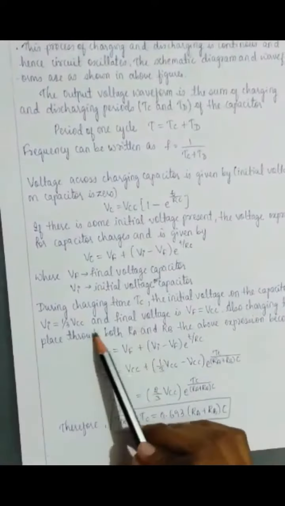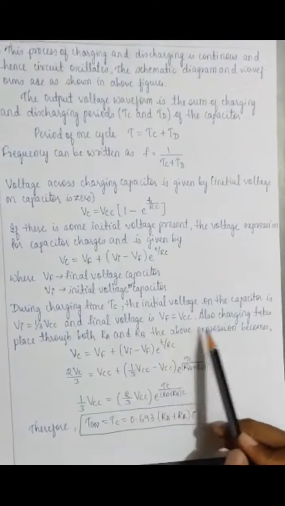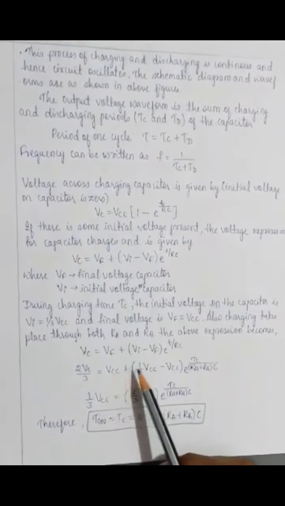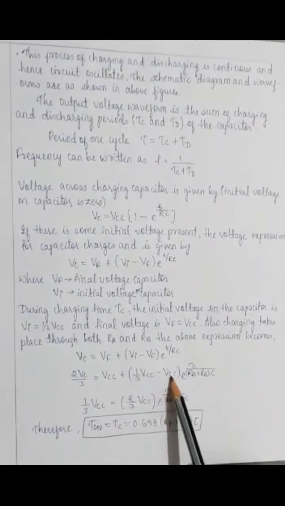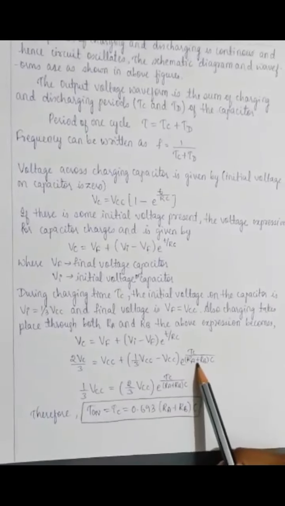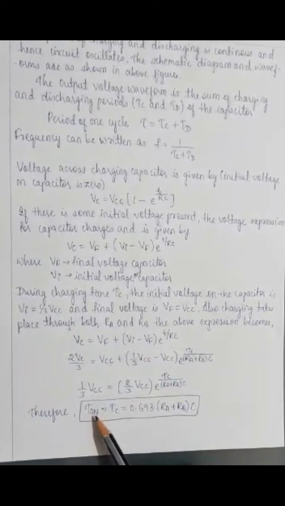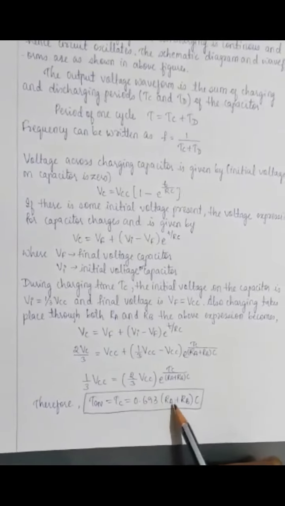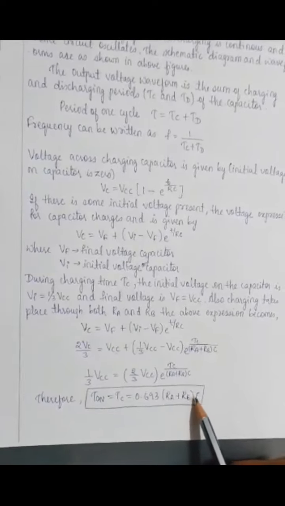Also, charging takes place through both Ra and Rb. The above expression becomes 2 by 3 Vcc equal to Vcc plus 1 by 3 Vcc minus Vcc into e to the power minus Tc by (Ra plus Rb) into C. Now the T on condition will be Tc equal to 0.693 into (Ra plus Rb) into C.